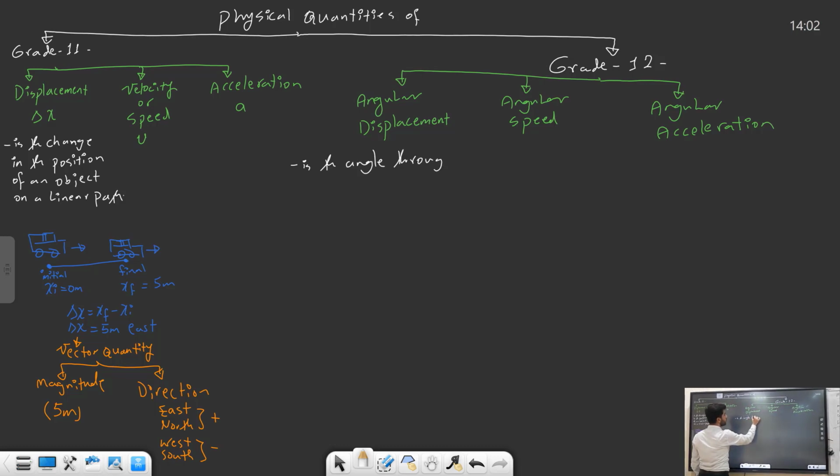through which an object revolves in a certain direction.